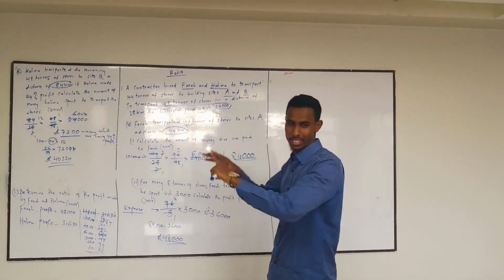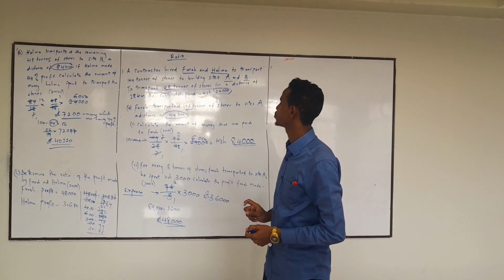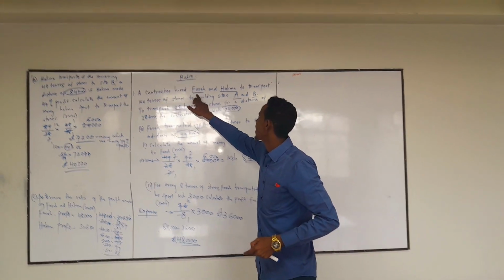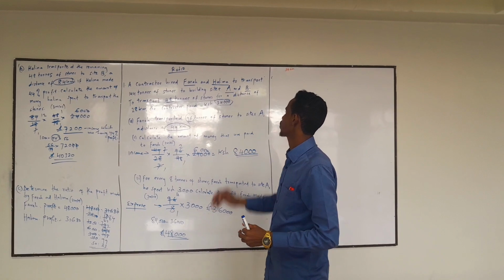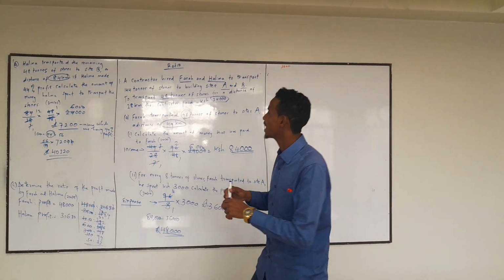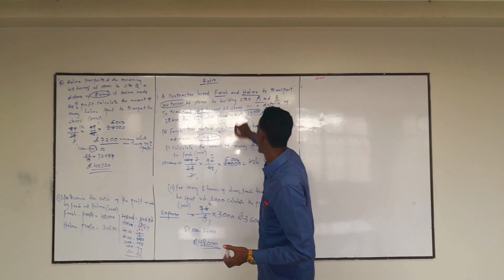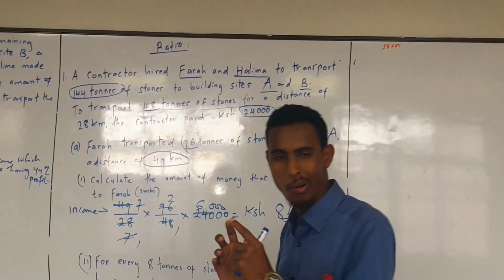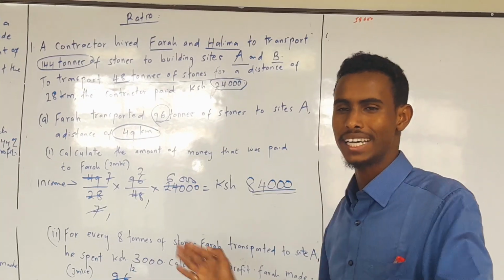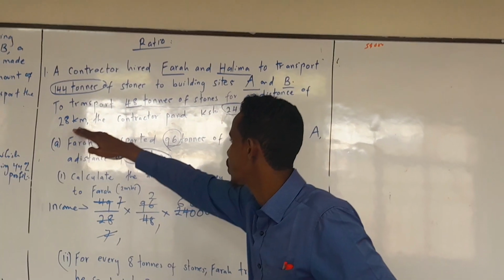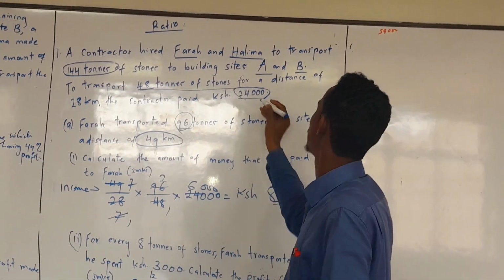Now let me just go over this quickly. This was a contractor, and these are the people who build the stone buildings. He hired these two persons. He hired Farah and also he hired Halima. Now these two persons were supposed to transport 144 tons, the fixed amount, of stones to building sites A and B. He made fixed charges like that: when you transport 48 tons at a distance of 28 kilometers, he was paying shilling 24,000.